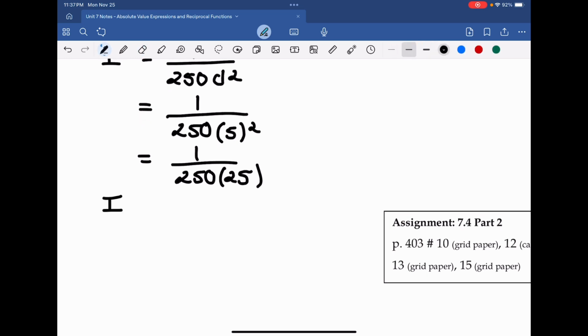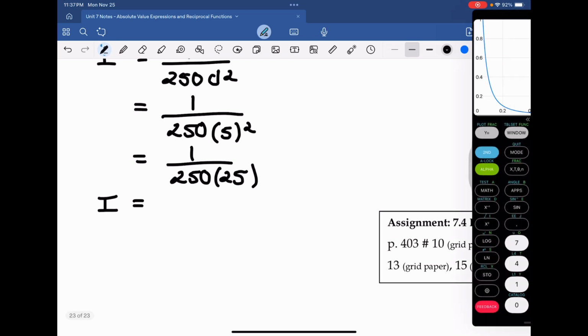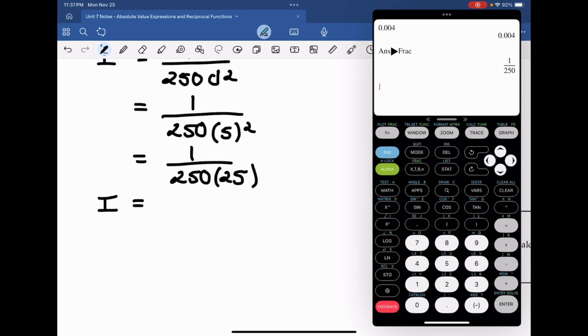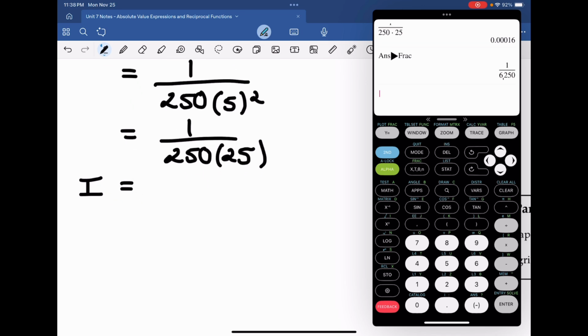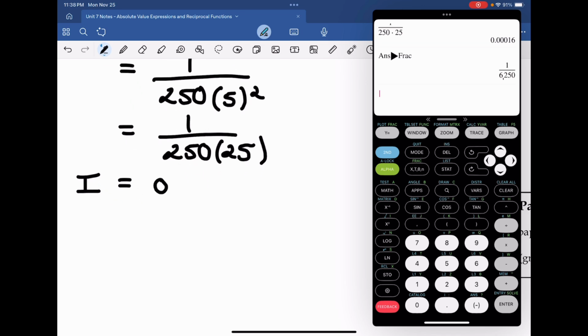And then this is going to give us an intensity, or an I value, equal to, I'm going to pull out the calculator, do my fraction, and I'll have to quit out first. So fraction, 1 divided by 250 times 25. And this ends up giving me 0.0016. If we click math fraction, this gives me 1 over 6,250. So maybe what I'll do is record both. I'll record the decimal first, 0.0016, and then I will also record this using the 1 over 6,250.